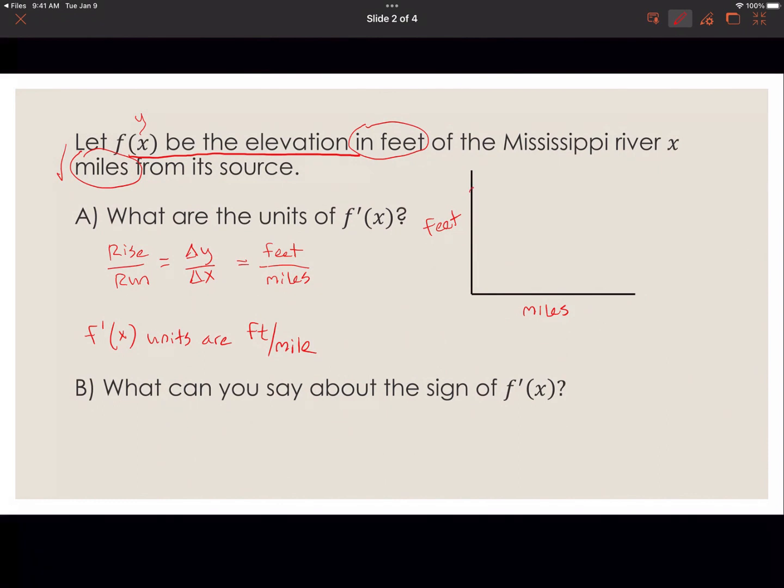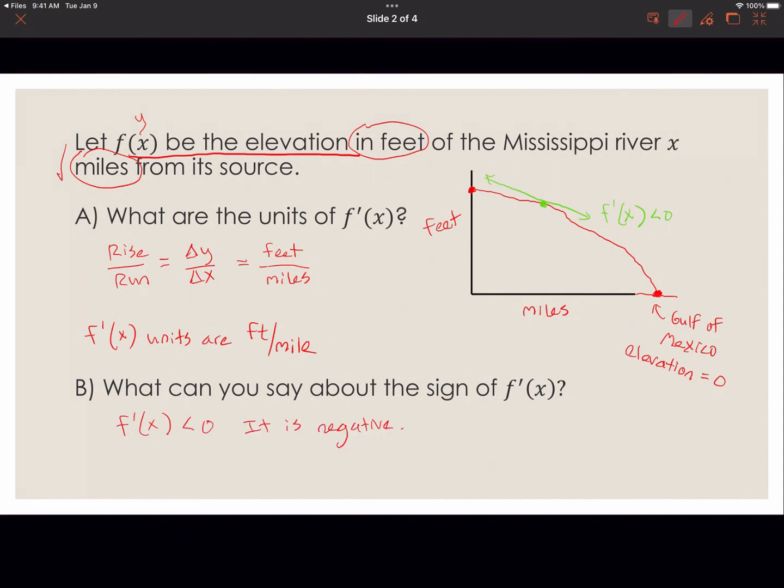Now to analyze the sign of f prime of x, we will think about it as a graph. If it starts at its source and it continues down to sea level, the entire trip, the Mississippi River would be declining. The Mississippi River pours into the Gulf of Mexico where the elevation is 0. What can we say about the sign of f prime of x? Well, let's have a look at a tangent line that is sketched to the curve. The slope of the tangent line is negative. So to make a conclusion, we'll say that the sign of f prime of x is less than 0, which is another way of saying it is negative.